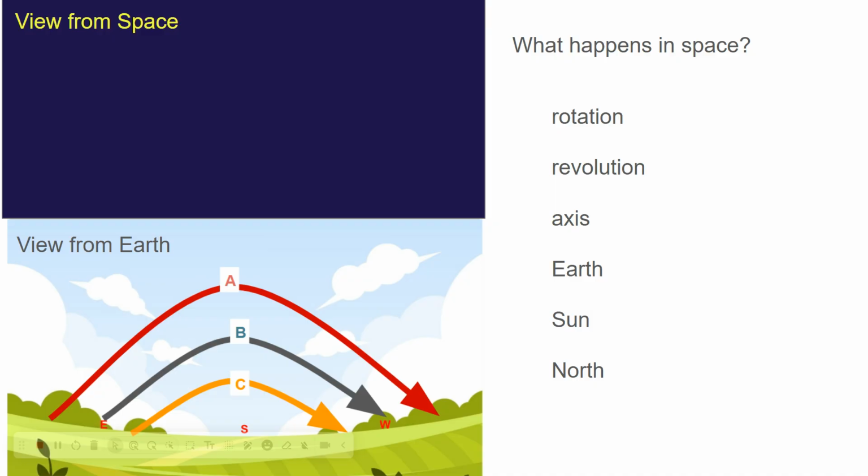At the end of this, in your notebook, you're going to do a rough draft of what you think is happening up here. You're going to make sure to include these words: rotation, revolution, axis, Earth, Sun, and North, or N. Okay? That's the goal.